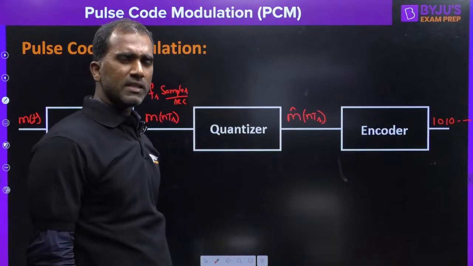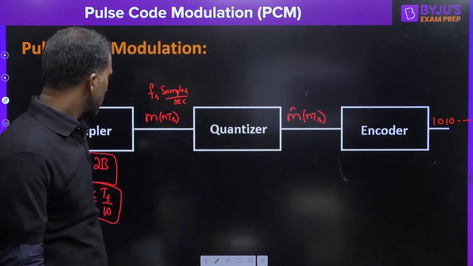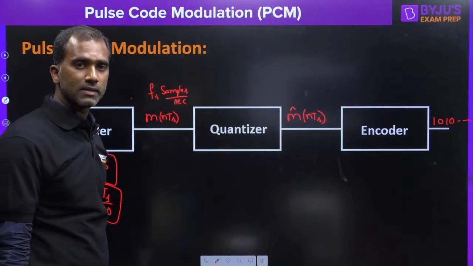Shivam, you are asking something. How can I check which sample is optimum? What do you mean by that? Optimum sampling rate? Is that what you mean?